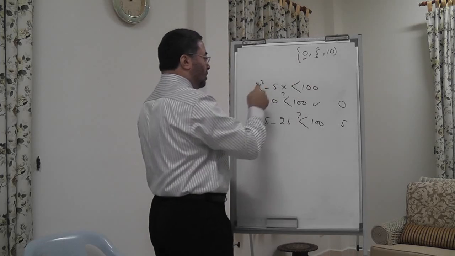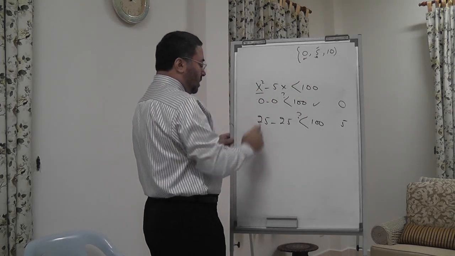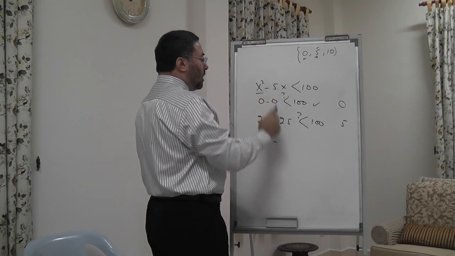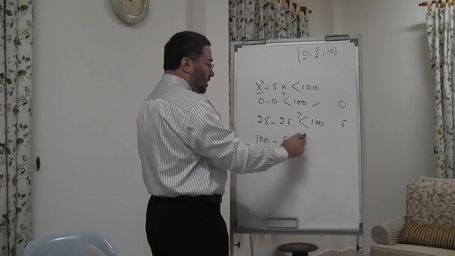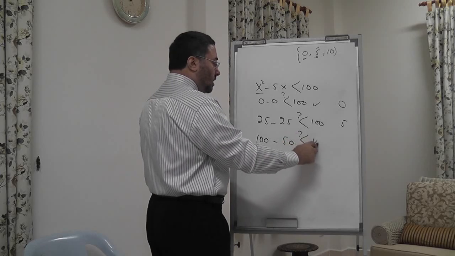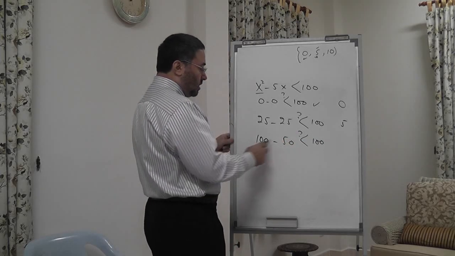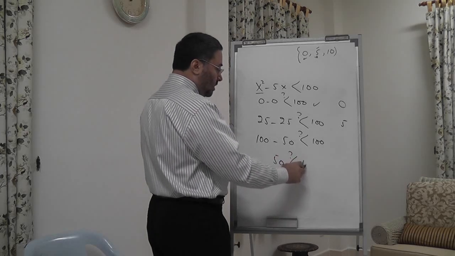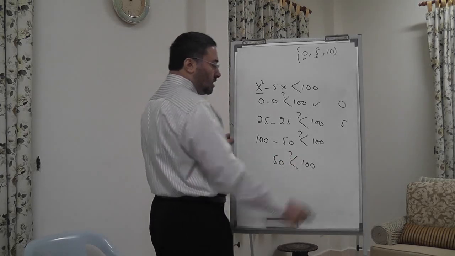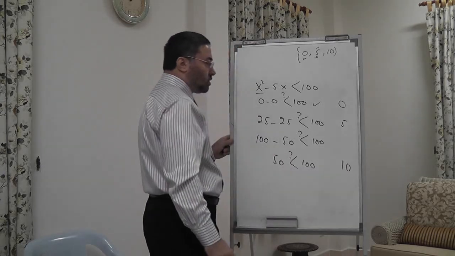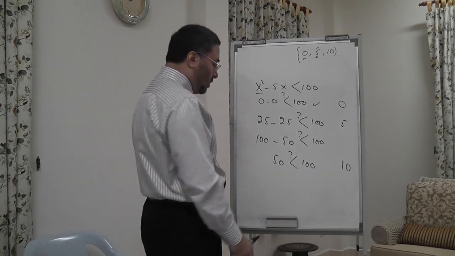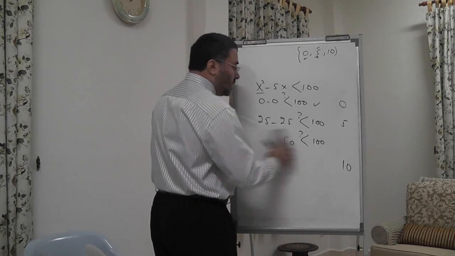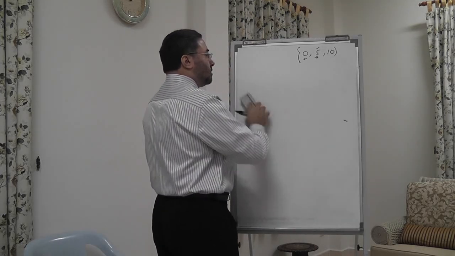Finally, we replace x with 10. X squared, that's 10 times 10, and that's 100. Minus 5 times 10, that's 50. Is it less than 100? And 100 minus 50 is 50. Is it less than 100? It is less than 100, so 10 is an acceptable solution. So in this case, our three numbers are solutions for this inequality.